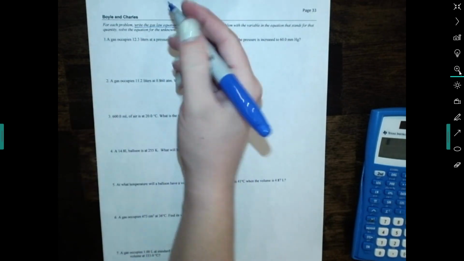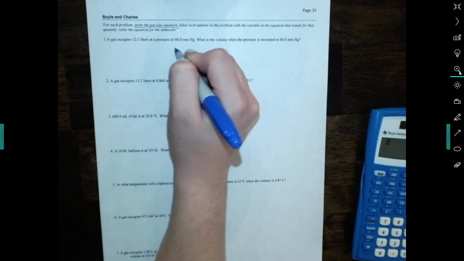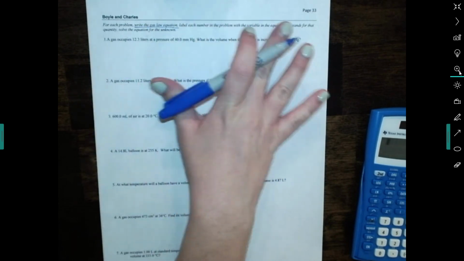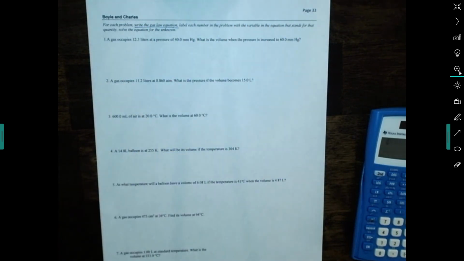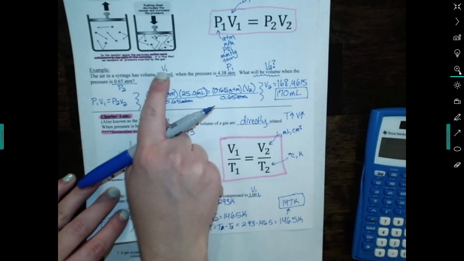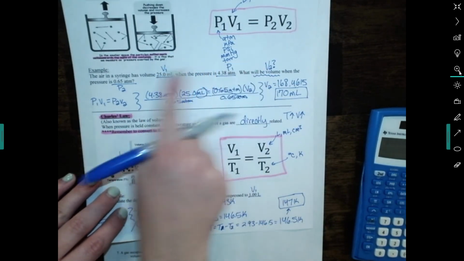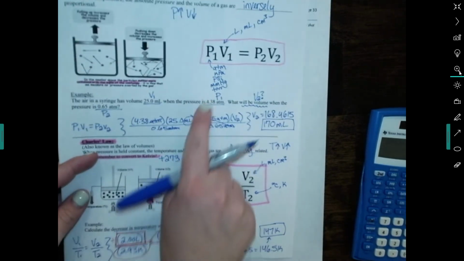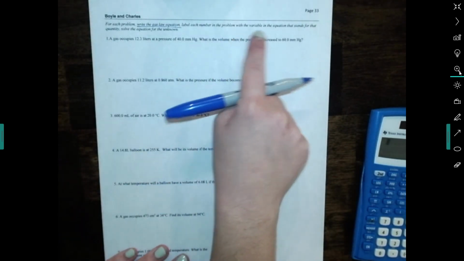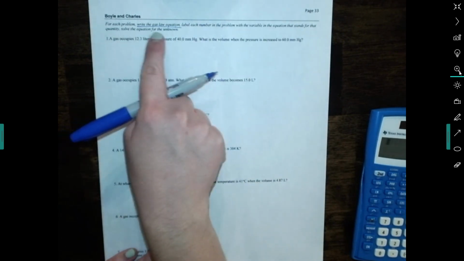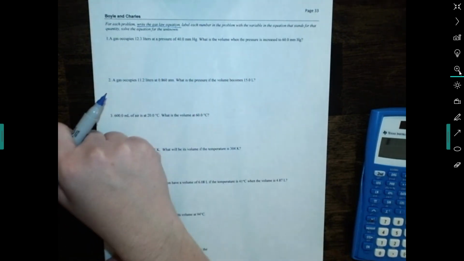Some people like to write it out, like P1 equals blah, blah, blah, T1 equals blah, blah, blah. That's totally fine if you want to do that, or you can do it the shortcut way like I did, where I just underline it and write right above it which variable goes with which number. But I need to know what you're plugging in. So label each variable with each number, and then solve for the unknown. Okay, so show all your work.